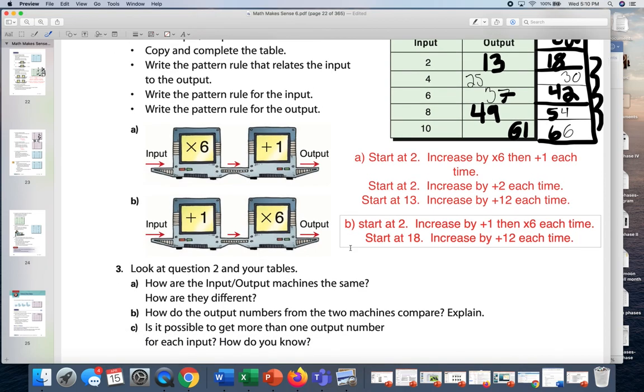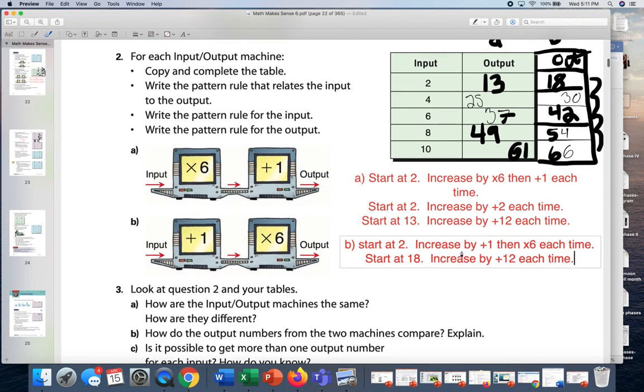For number 3, look, okay, we didn't have to do this one, but I just want to quickly talk about it. So if you look at question 2 and your tables, okay, how are the input output machines the same? Okay, they're the same because they have the same numbers, values, and the same operations. But they're different because they're in a different order. Okay, and that is quite important because then what does it say? Okay, how do the numbers from the two machines compare?